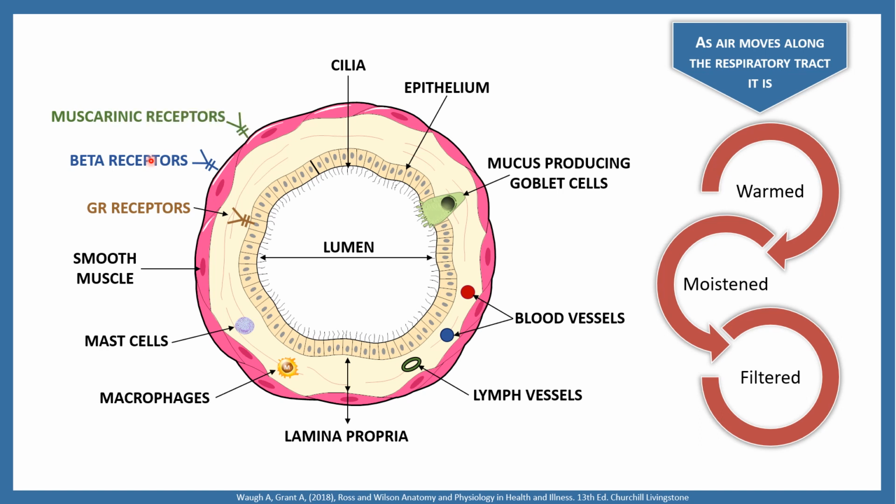We've also got another group of receptors called muscarinic receptors, and drugs like Atrovent, ipratropium and tiotropium target these receptors. In some people with asthma, mainly the more severe end of asthma, these can become disrupted. These are more associated with COPD and the drugs that we use in COPD.